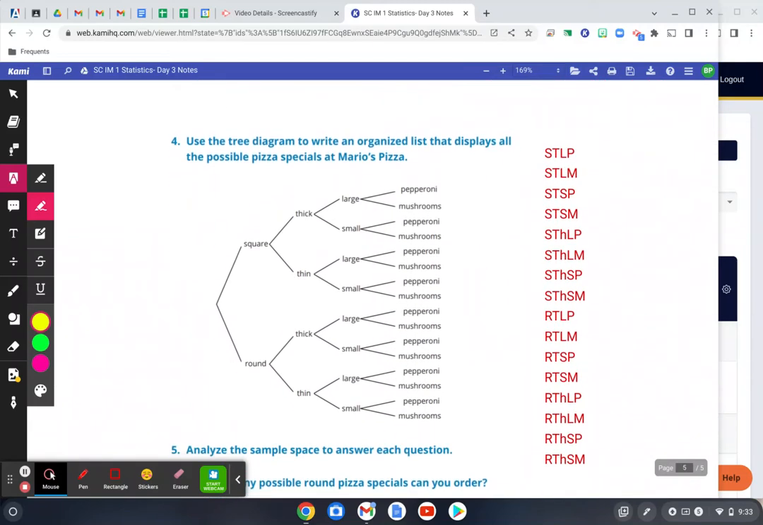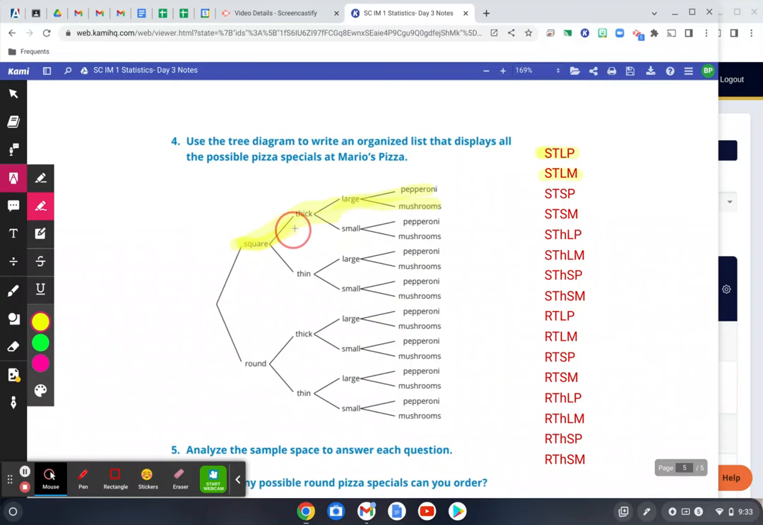Now here's your sample space. This is where it gets a little bit tedious. If you use the tree diagram to make an organized list, basically what I'm saying here is this is a square, thick, large pepperoni. So square, thick, large pepperoni. Here we have square, thick, large mushroom. So I have that right here, square, thick, large mushroom.